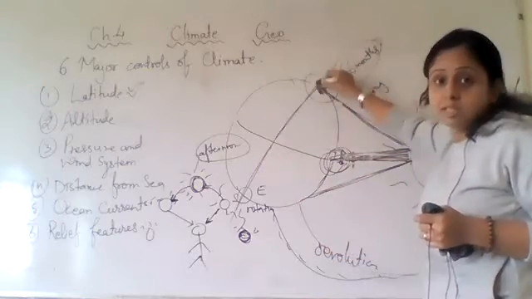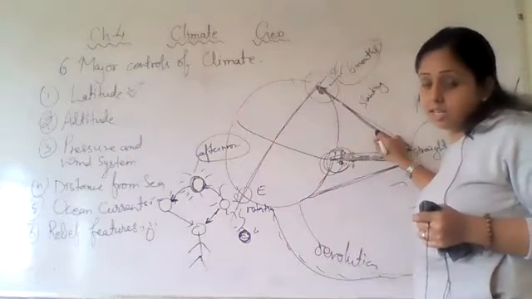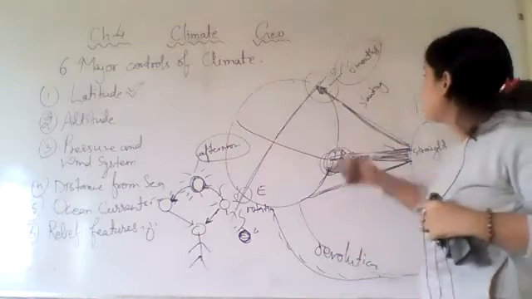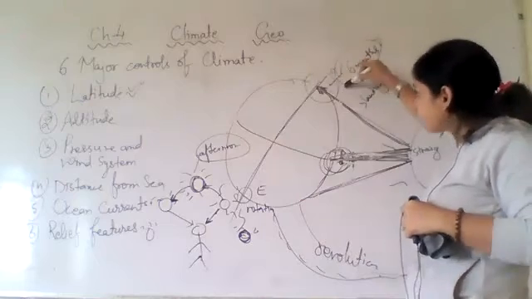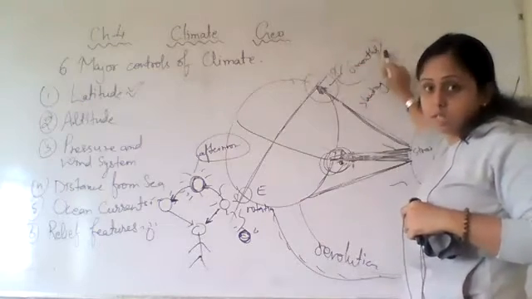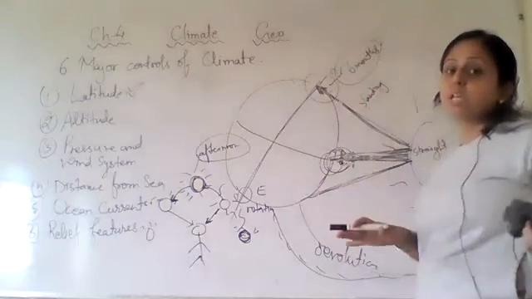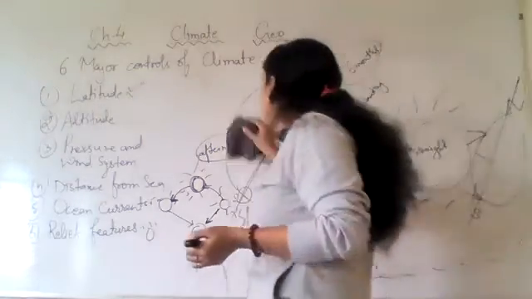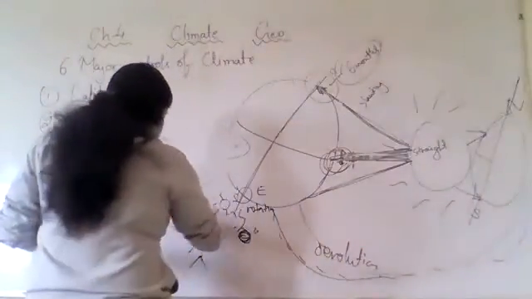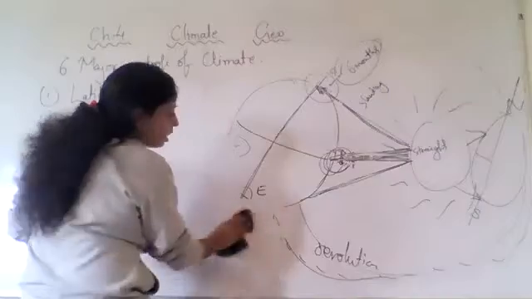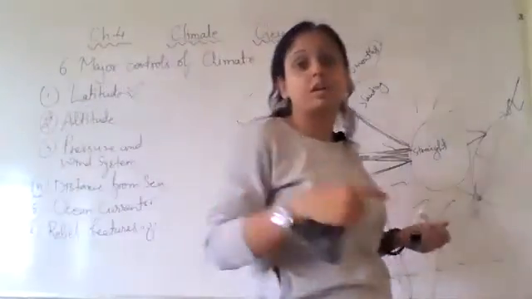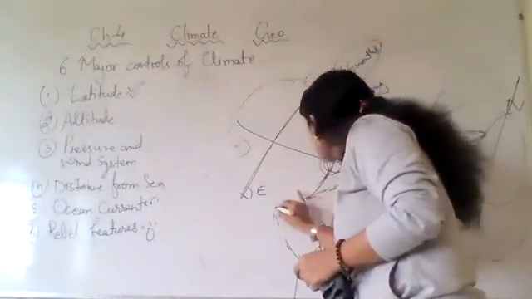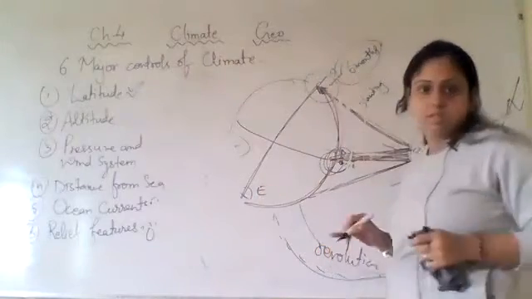And the poles, they are getting slanting sun rays. And that also, if you see, one pole is getting sun rays continuously for 6 months and one pole is in dark for 6 months. So like this, if you see the latitudes, this is because of the curvature of the earth. If you see this area, this is a curve.